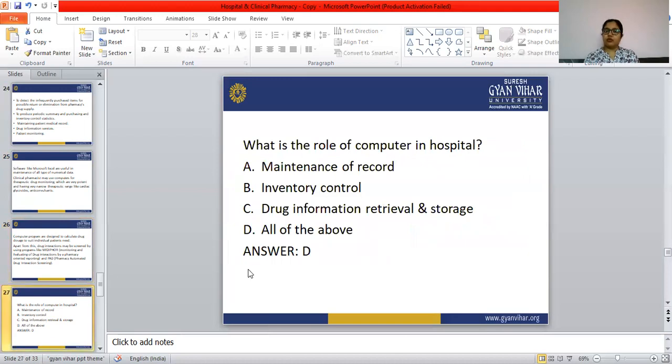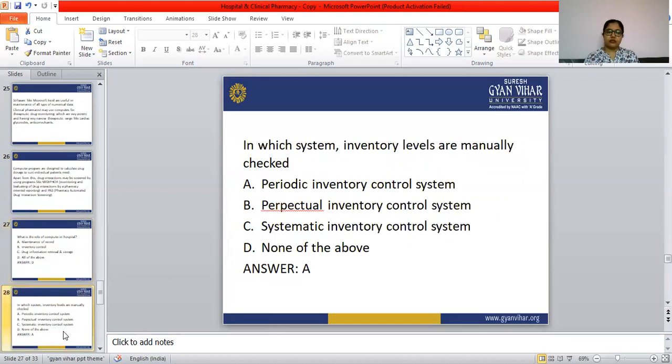What is the role of the computer in the hospital? Maintaining the record is a role of the computer. Inventory control, yes. Drug information retrieval and storage, yes. So the correct answer is all of the above. In which system are inventory levels manually checked? The correct answer is the periodic inventory control system. In the periodic inventory control system, inventory levels are manually checked.